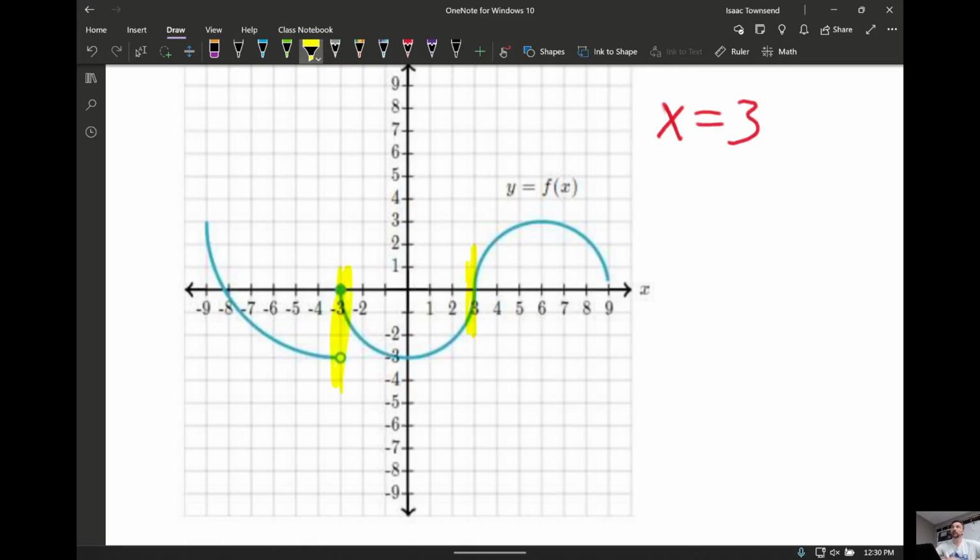-3. There's no slope there. So there's two places you couldn't take the derivative. It does not exist at 3 and -3. -3 because it's not continuous. 3 because it's undefined.